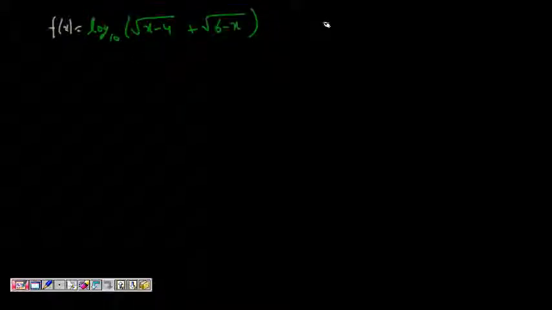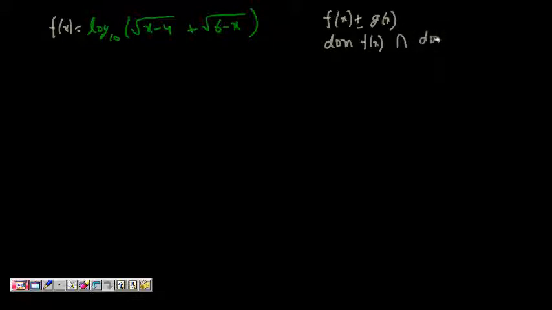To find the domain of f of x plus or minus g of x, the domain will be the domain of f of x intersection with the domain of g of x. We apply this rule because if we take one root as f of x and the other as g of x, then the domain of f of x plus g of x will be the intersection of the domains, because these are the values of x for which both of them are defined, and our function has both these functions in the expression.